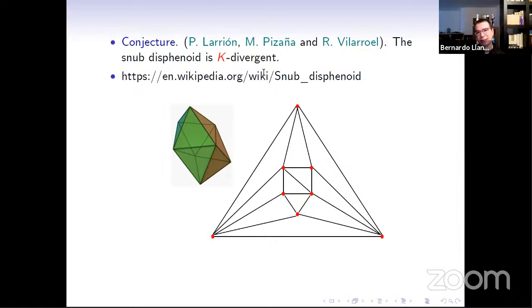This problem is already mentioned in a very nice paper called On Expansive Graphs. I forgot to write it, but here it is, by Paco Larrión, Miguel Pizaña, and Victor Neumann-Lara, and it was published in the European Journal of Combinatorics 10 years ago or something like that, after Victor's death. This is a very nice paper.